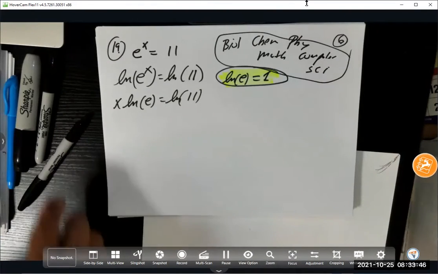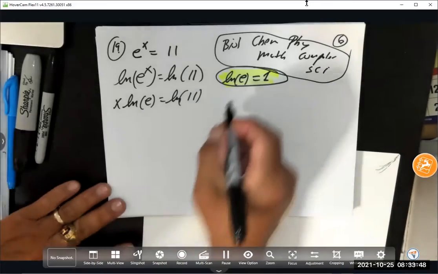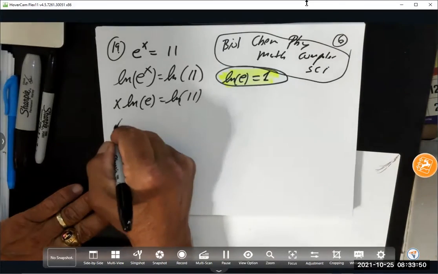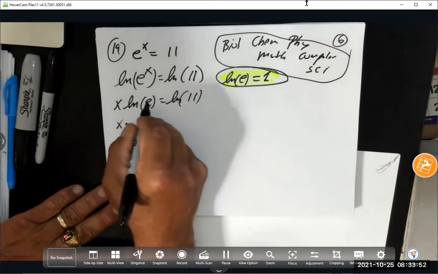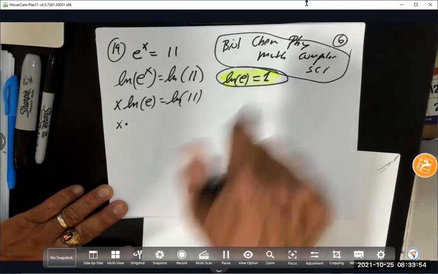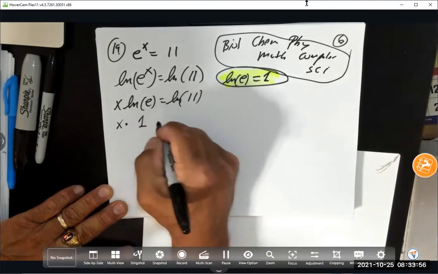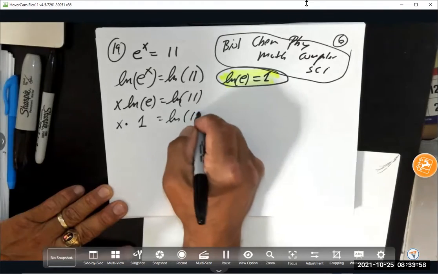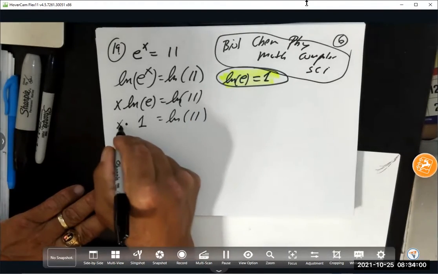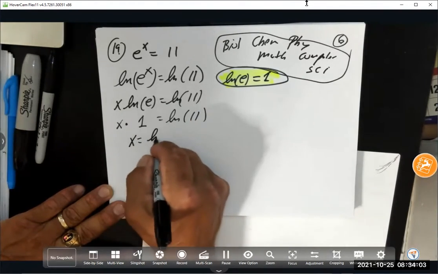It says anytime you see ln of e, you're going to replace it with a 1. Well, guess what? I see a ln of e right here. See that ln of e? Is that a 1? Yes, put a big 1. So now let's see what we have. 1 times x, well, that's just x equals ln of 11.